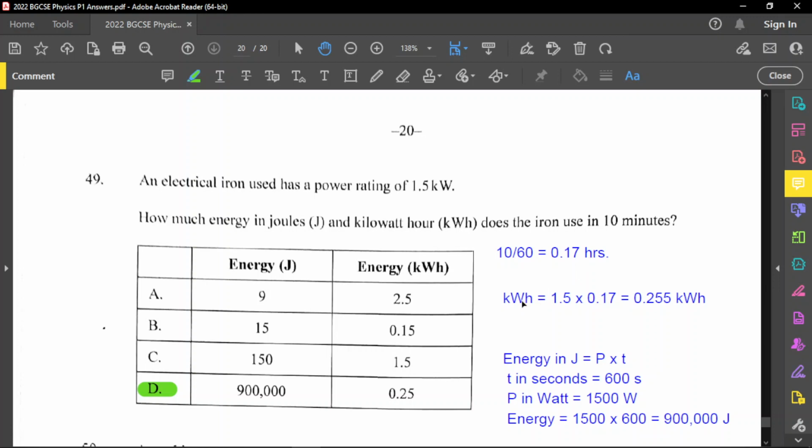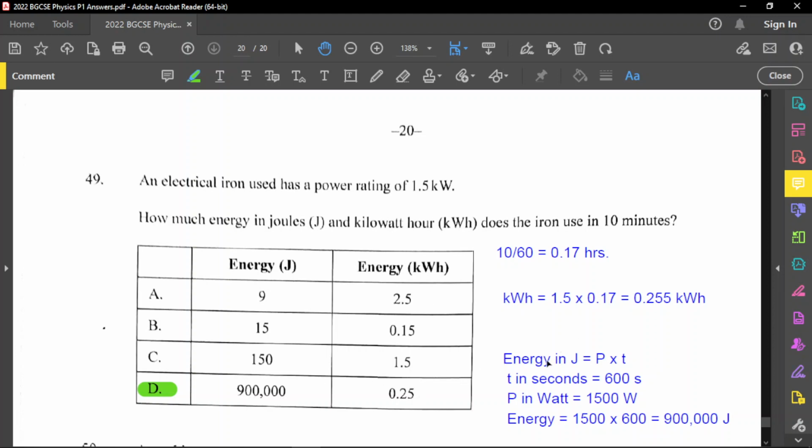To find the kilowatt hours, which is easier, you have the kilowatts, which is 1.5, and the hours right here, 0.17. Multiply those two numbers and you get 0.255 kilowatt hours. So we know the answer must be 0.25. Right off the bat, you'll know that D is the answer. But let's prove that the 900,000 is actually correct.